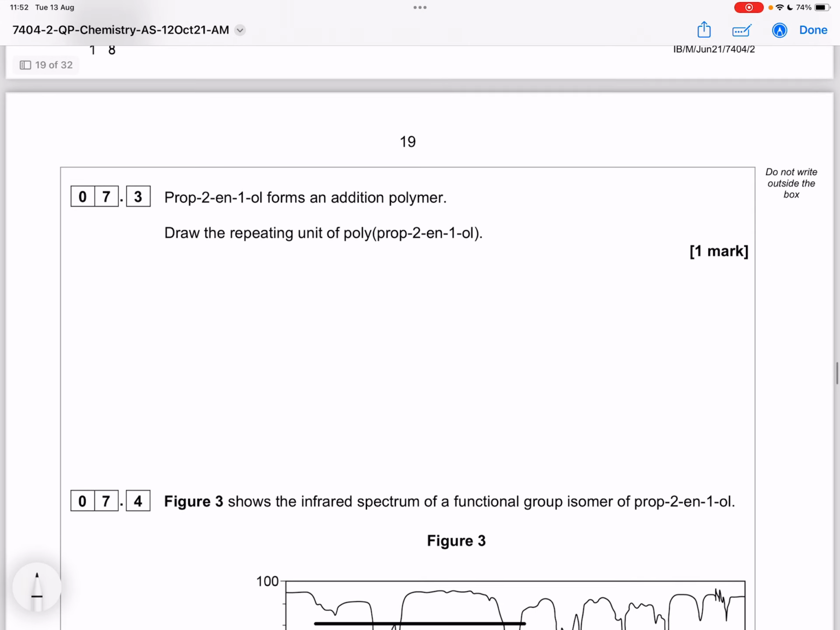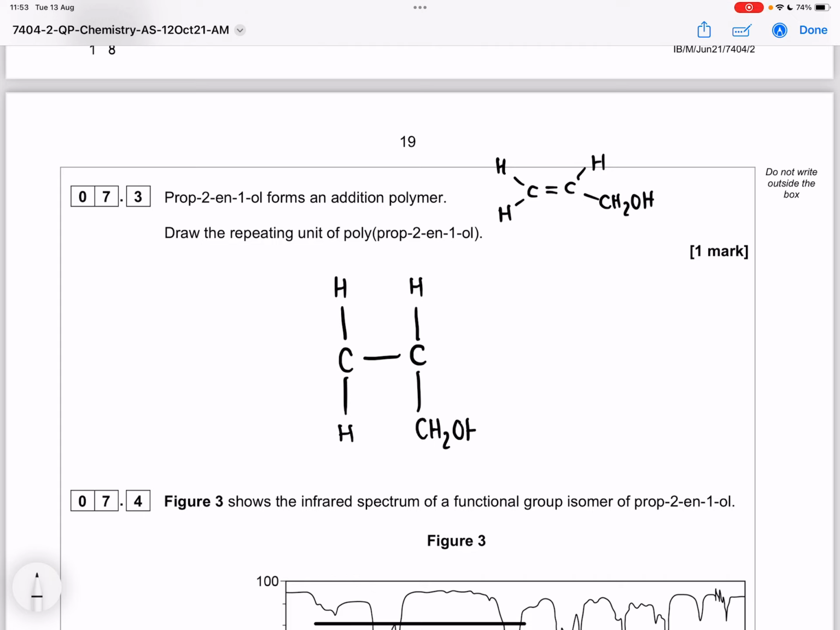Prop-2-ene-1-ol forms an addition polymer. So remembering that our structure had a double bond, and then a H, and then a CH2OH. So this is our kind of like starfish shape. And what we're going to do is make that starfish stretch up. So we're going to break the double bond, and we're going to make that starfish stretch up and down. It's doing a big stretch. So the hydrogens are going up, and then this hydrogen is going down, and then the CH2OH, and then it's going to join to many others.